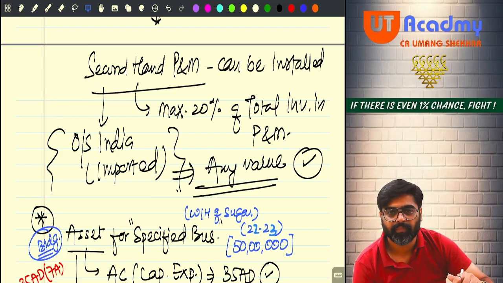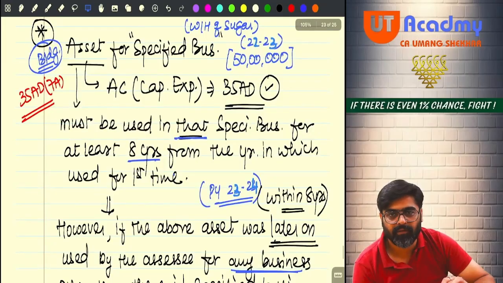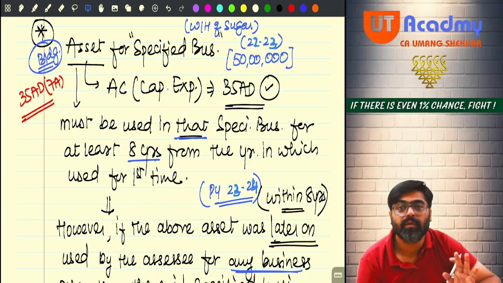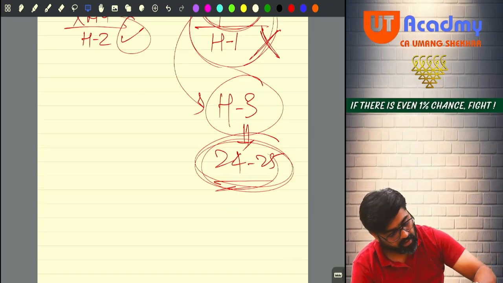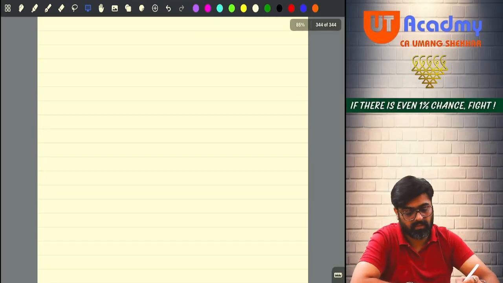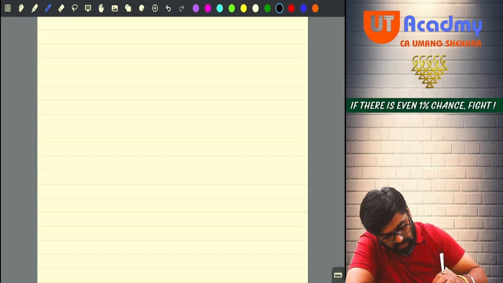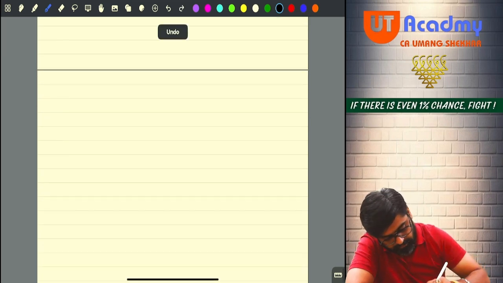Then sir, now a very, very, very important discussion. All the conditions, everything we have done. Now, very, very important discussion. See, be very careful. The assessee has used one asset.